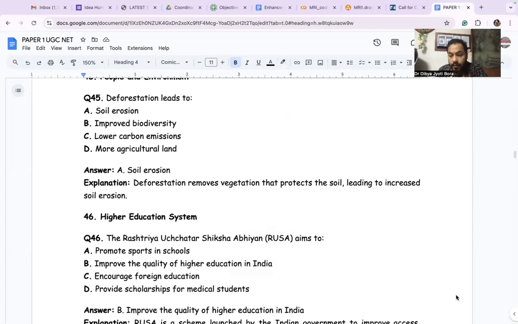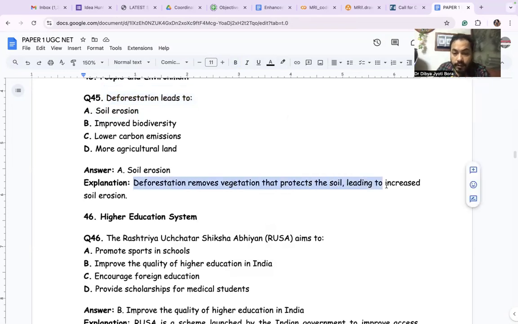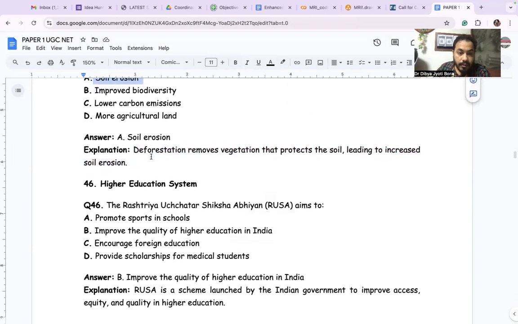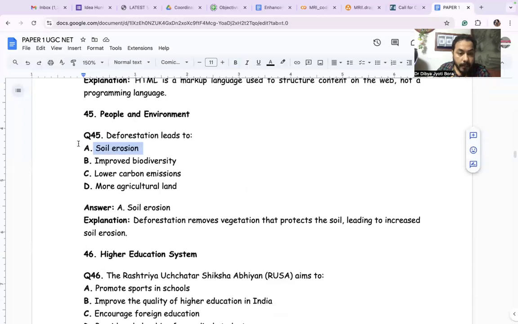Just 1 minute. First question: deforestation leads to what? Obviously, deforestation removes vegetation that protects the soil, leading to increased soil erosion. तब मतलब deforestation होगा तो क्या होगा? अगर आपका पेड़ ही नहीं रहेगा तो obviously the consequence will be what? Soil erosion. तो option will be option A.